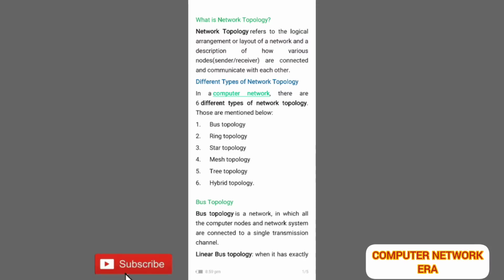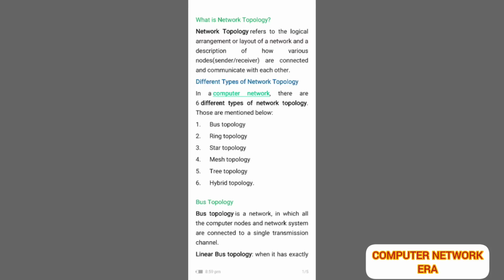Our main concern today is network topologies. Network topology refers to the logical arrangement or the layout of the network and its description of how the various nodes, like senders and receivers, are connected and communicate with each other. So what are the different types of network topologies?